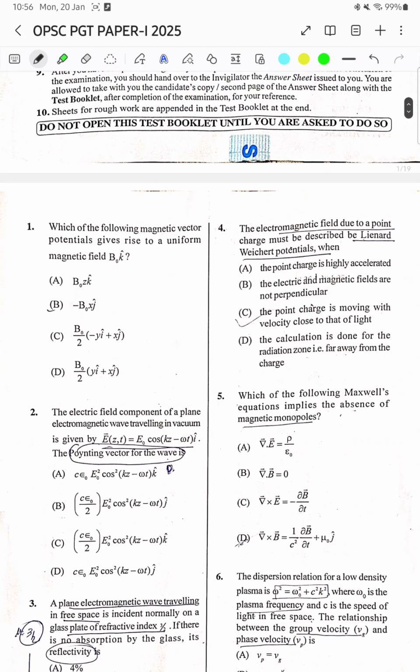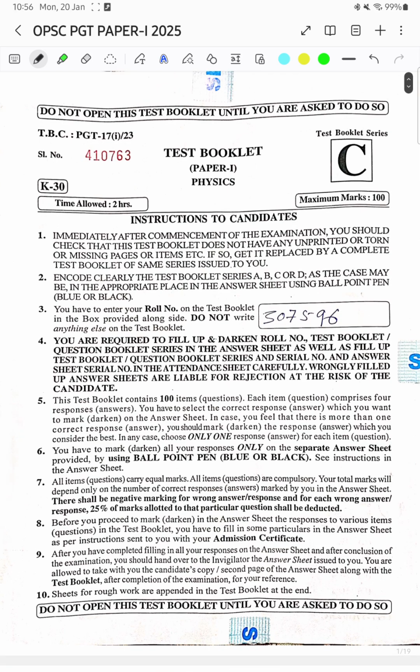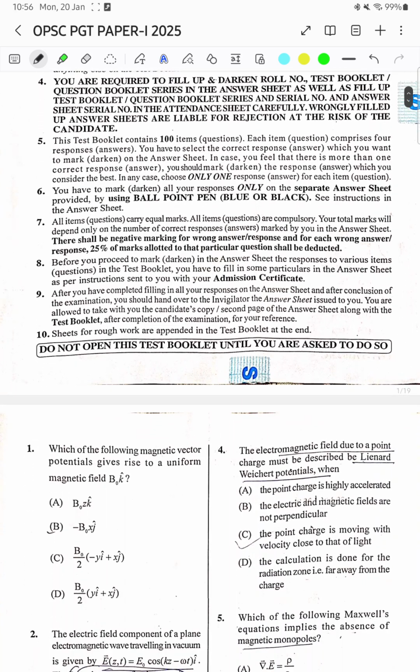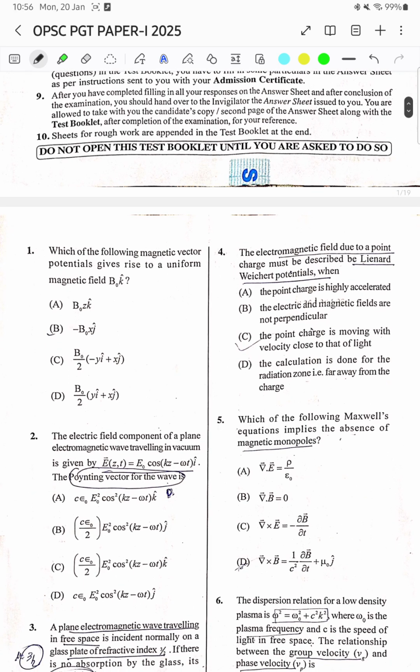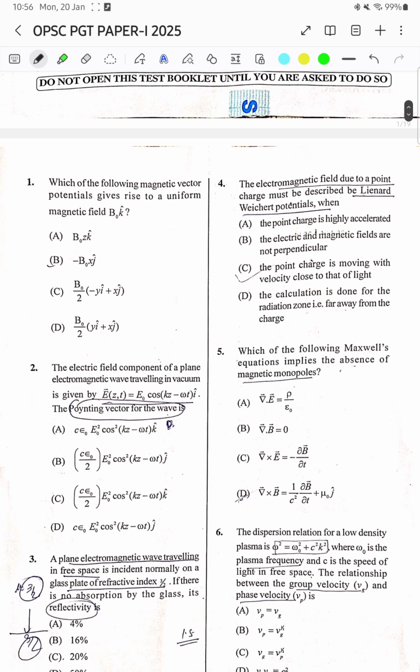So today I am going to start solving the OPSC PGT paper 1 2025, and the exam was done recently, and let me solve some of the problems. Actually, I am going to solve all the problems here in my channel. So today we will start from question 1, and the question level is easy to moderate, I will say. For a PGT level student, it will be easy, I guess. So let's start with the questions.